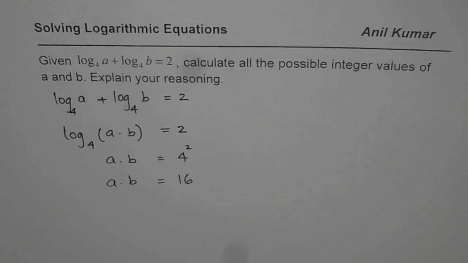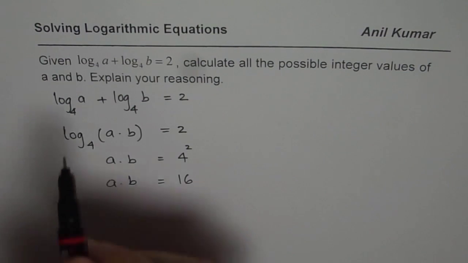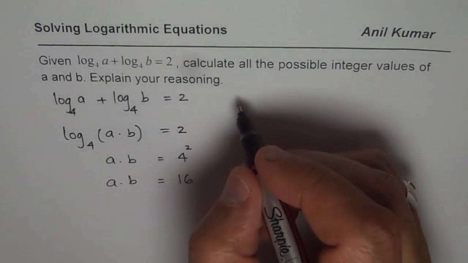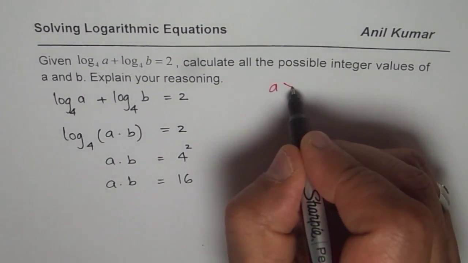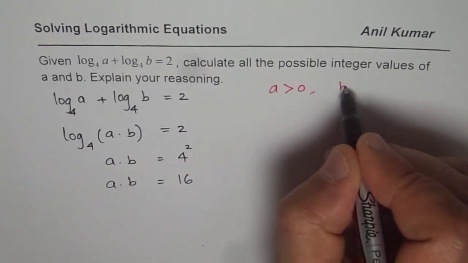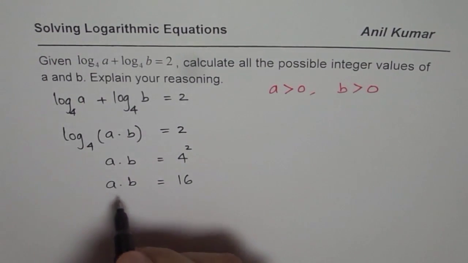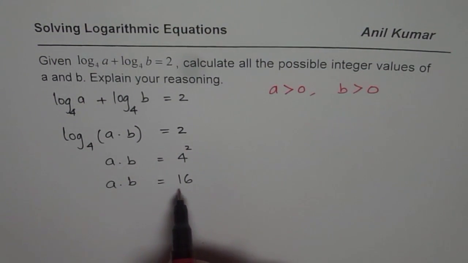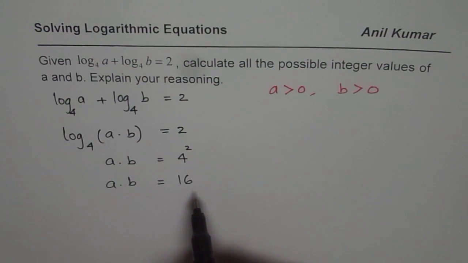Now you will also notice that since it is log to the base 4 of a and log to the base 4 of b, we know one thing: a has to be greater than 0 and b is also greater than 0. That means both are positive, correct? Now two positive numbers multiply to get 16. So we are looking for factors of 16, right?